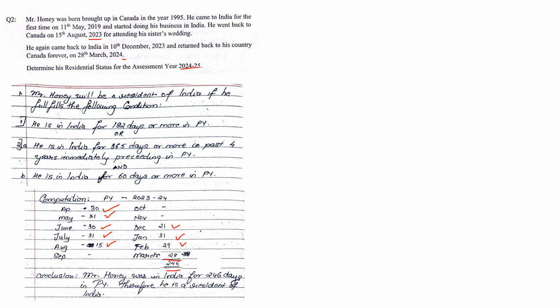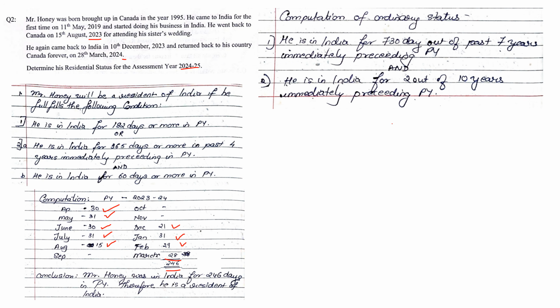Now if he is a resident, we need to find whether he is an ordinary resident or not an ordinary resident. So first we'll note the rules, the computation for ordinary status. Mr. Honey will be ordinary if he is in India for 730 days out of the past 7 years immediately preceding the previous year, and he is in India for 2 out of 10 years immediately preceding the previous year. If you're calculating days, then you take a 7 year period. If you're taking complete years, then you take a 10 year period. 2 years and 730 days both mean the same, but the way of calculating is different.